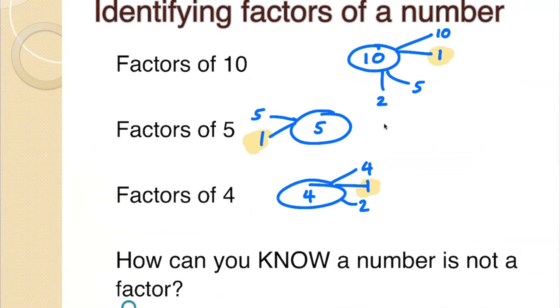So on that list there, which one of those numbers, 10, 5, or 4, is a prime number? And hopefully your brain is saying 5, and that's because 5 is a prime number. So you can see here that 5 has got 2 factors. One of them is 1 and the other one is 5. There must be 2 factors.